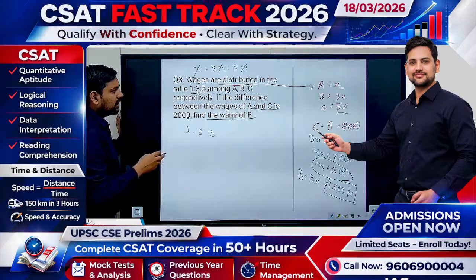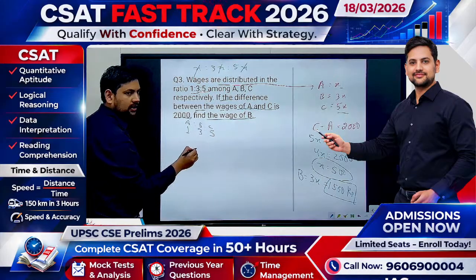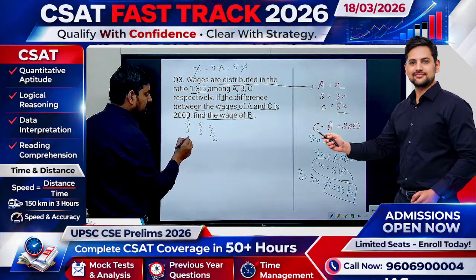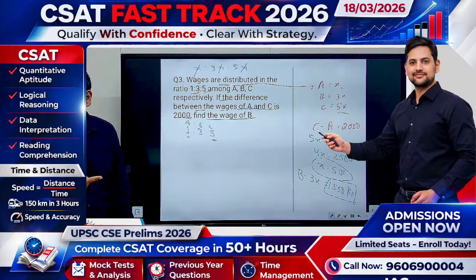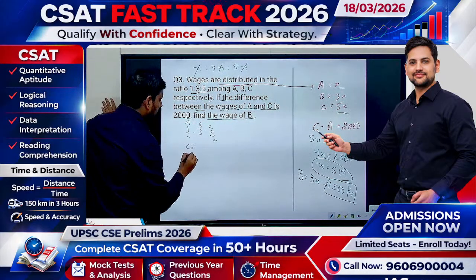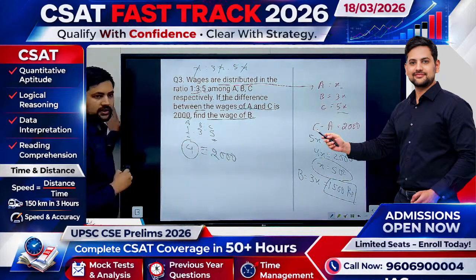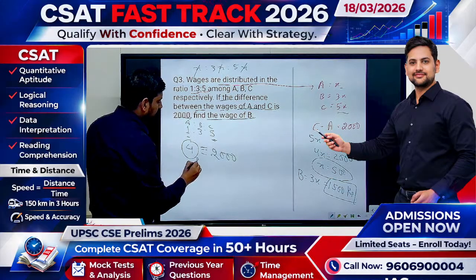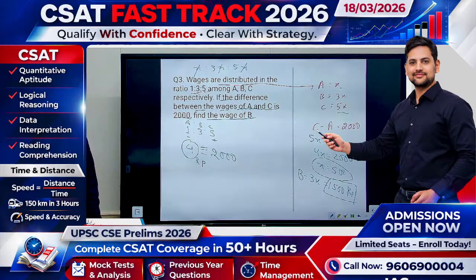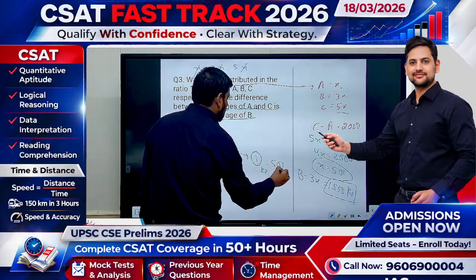Now, if you see here, it says the difference between wages of A and C. So this is A ratio B ratio C. The difference between A and C is given as 2000 rupees. In terms of ratio points, what is the difference between them? 5 minus 1, that is 4. So the question is actually saying that 4 ratio points is equivalent to 2000 rupees. You understand this? 4 ratio points is equivalent to 2000 rupees. That means 1 ratio point is equivalent to 500.